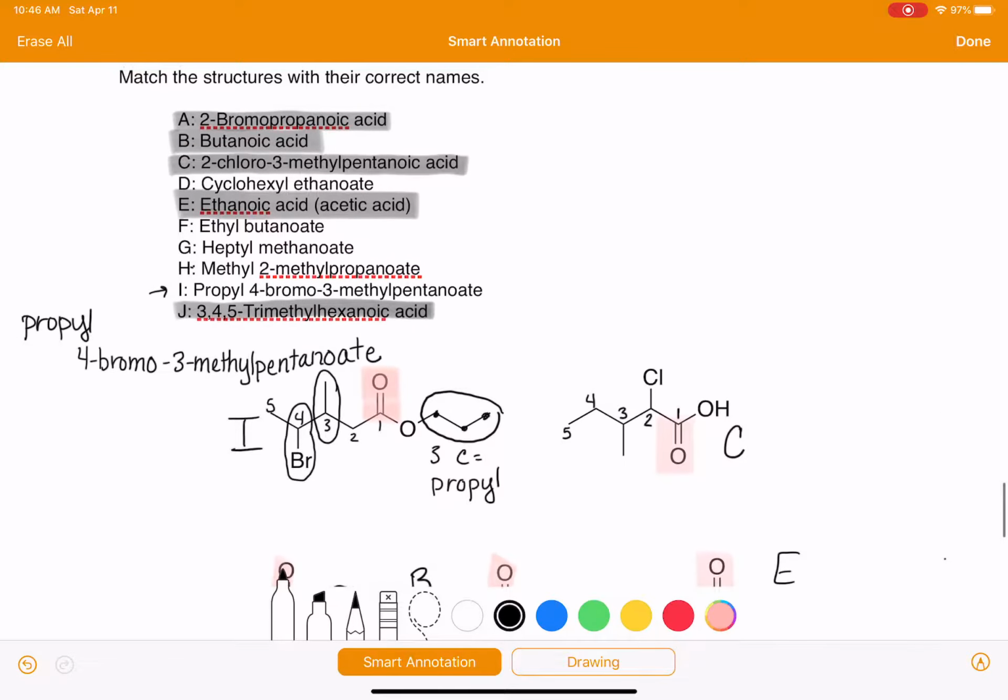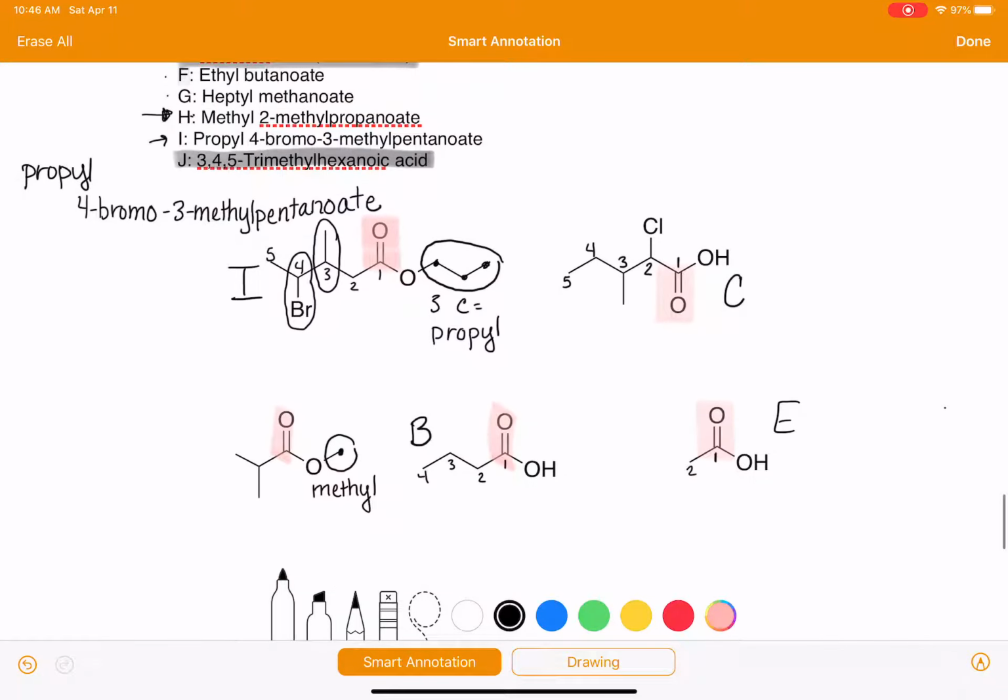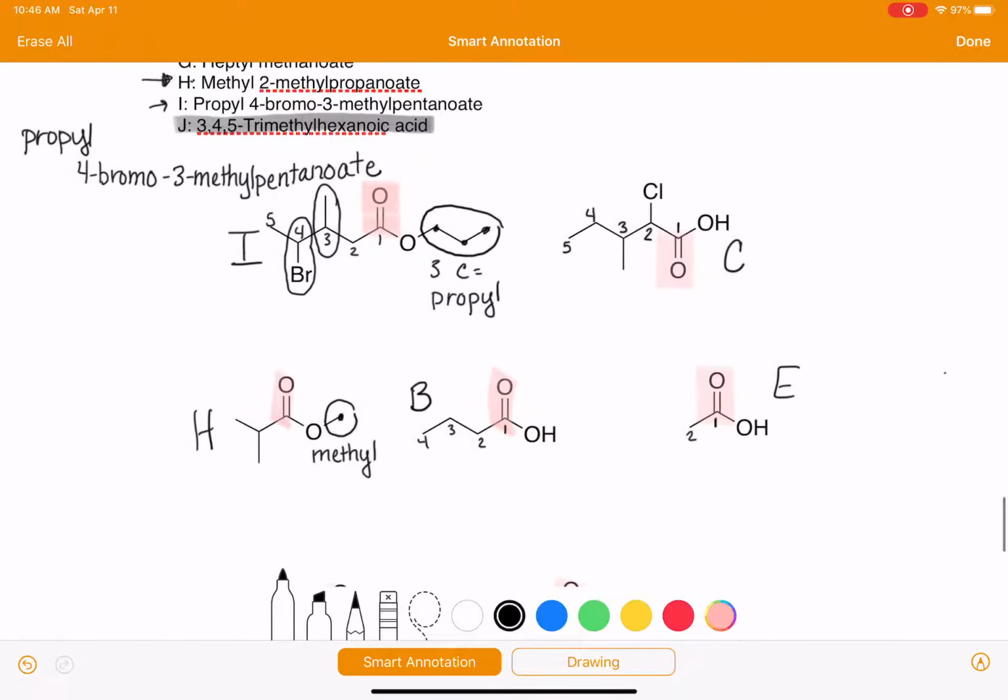Let's see if we have any options for that. D starts with cyclohexyl, F starts with ethyl, G starts with heptyl, H is the only option that we have that starts with methyl. So it has to be that. That's it. And that's its name. For sure. Let's move on.